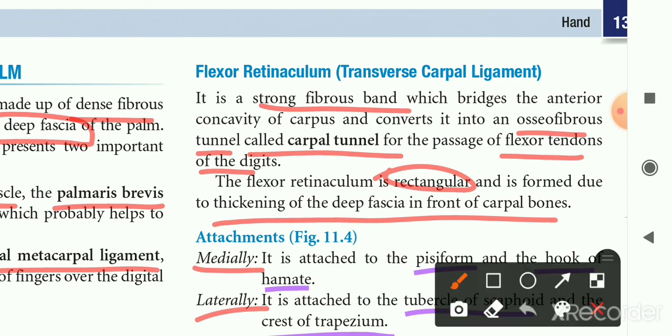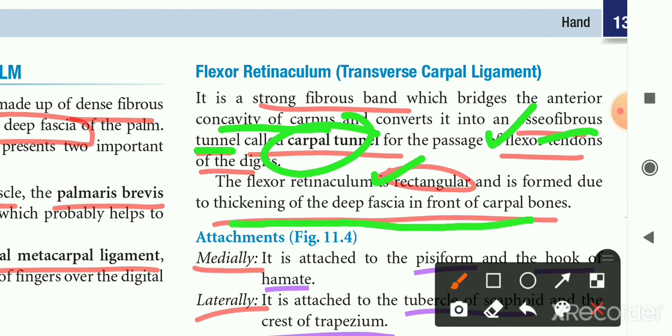It is a strong fibrous band which bridges the anterior concavity of the carpus, that means the carpal bones, and converts it into the osteofibrous tunnel, called the carpal tunnel, for the passage of flexor tendons of the digits. It is rectangular in shape and is formed due to thickening of the deep fascia in front of the carpal bones. So let's see which one is the flexor retinaculum.